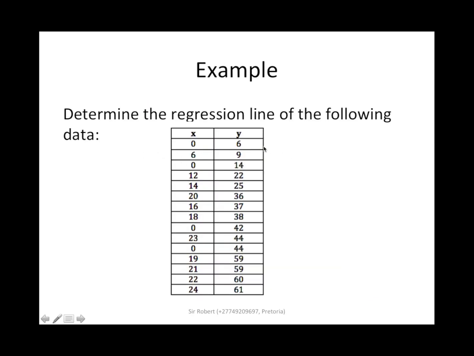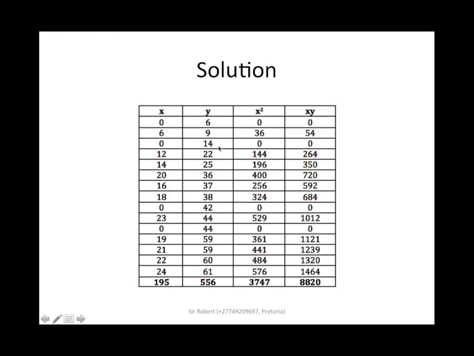Determine the regression line of the following data. So you've got your x data and your y data. Then the first step is to draw this table. Once you draw this table, make sure the first column is x, the other one is y, the other one is xy, and the other one is x squared. So you input your figures, then you find the totals. For x squared, you just square this column. Once you finish squaring each item, then you sum it.